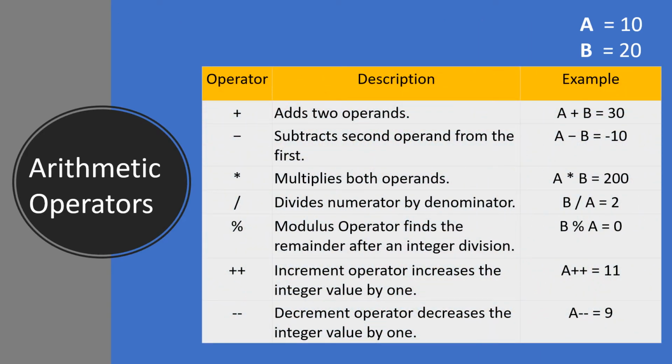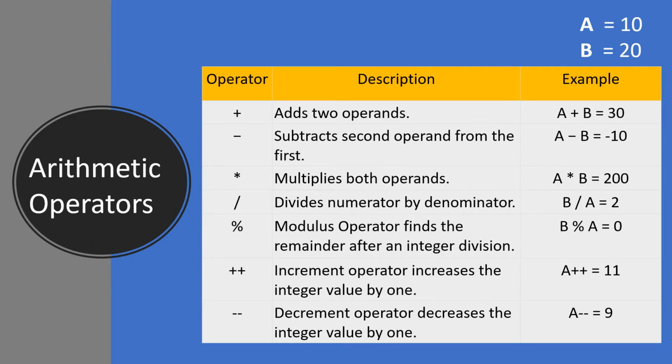The table shows the arithmetic operators used in the C language. For example, consider variable A is 10 and variable B is 20. The table shows how the arithmetic operators do operations on variables A and B. Addition operator adds two operands. Subtraction operator subtracts the second operand from the first.